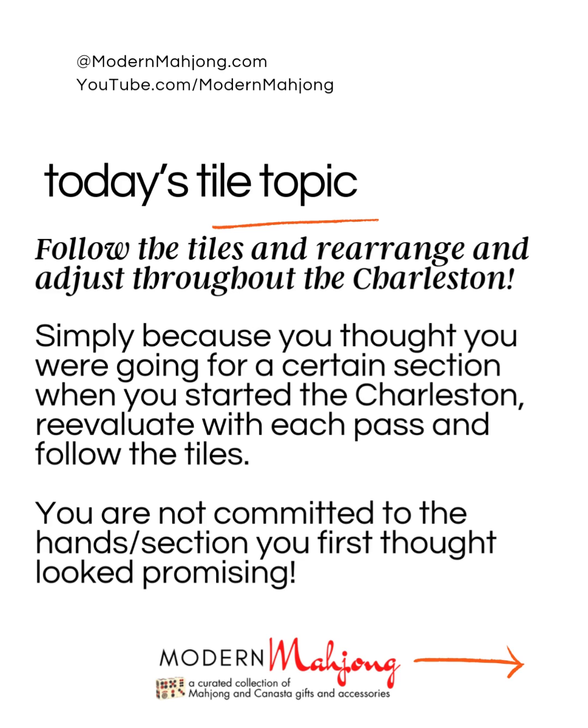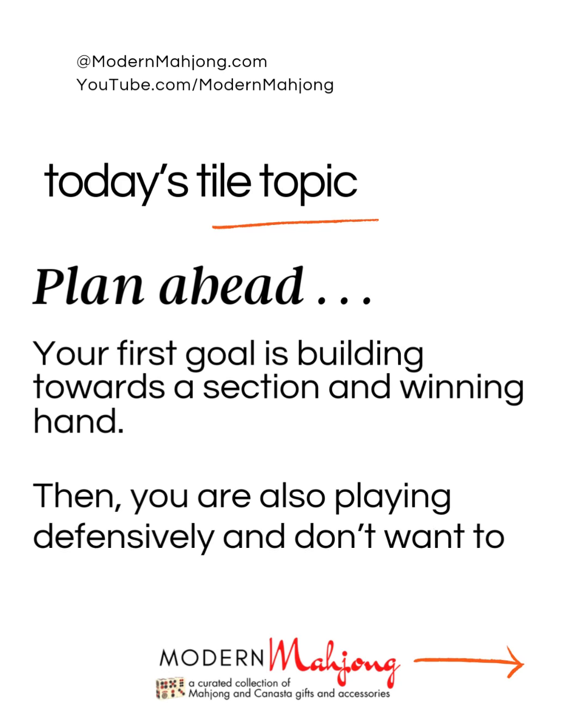Follow tiles and rearrange and adjust throughout the Charleston. Simply because you thought you were going to go for a certain section or a certain hand when you first started, sometimes you might get passes that completely make you reevaluate and follow the tiles. Don't think of it as a commitment when you first get tiles. You are not committed, even though a certain hand or section looks promising. Put those tiles in your hand, rearrange, and see if something better comes up.